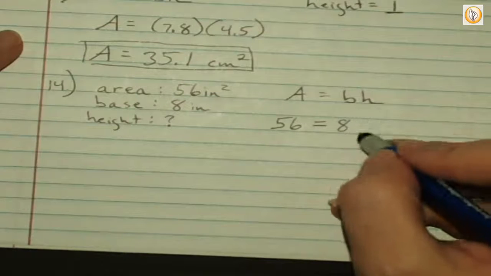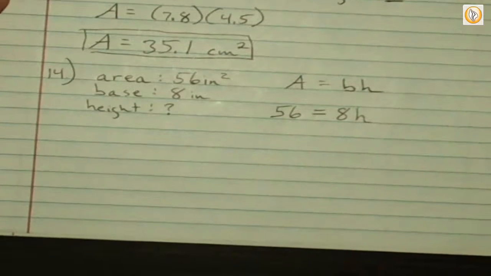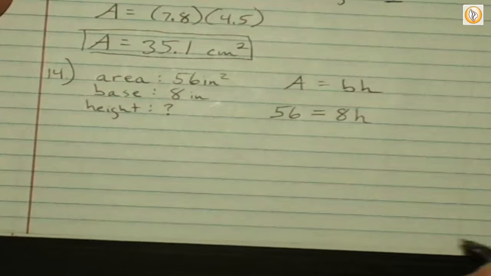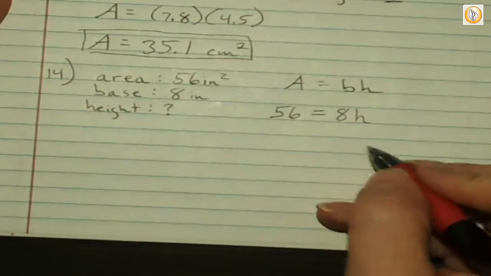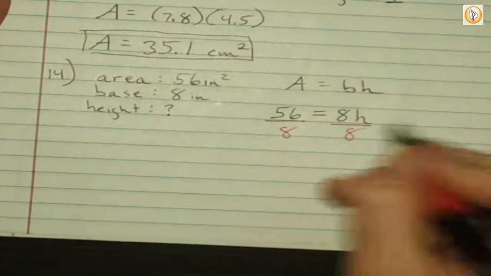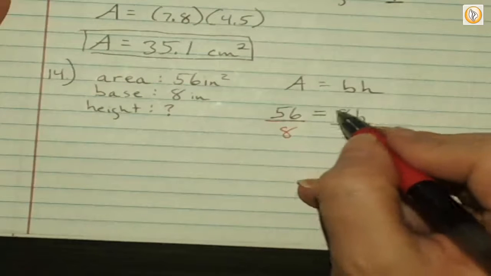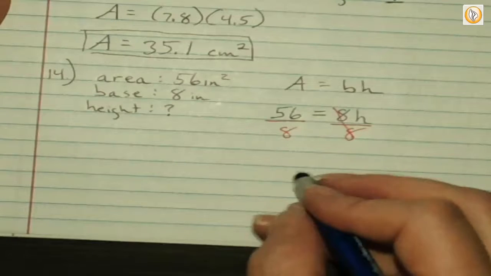And then what about h? Just H. Oh, very good. All right, so Joanne, how do I solve for height? You divide 56 by 8. That's right. We're going to isolate the variable by doing the opposite. And Joanne, 56 divided by 8 is?